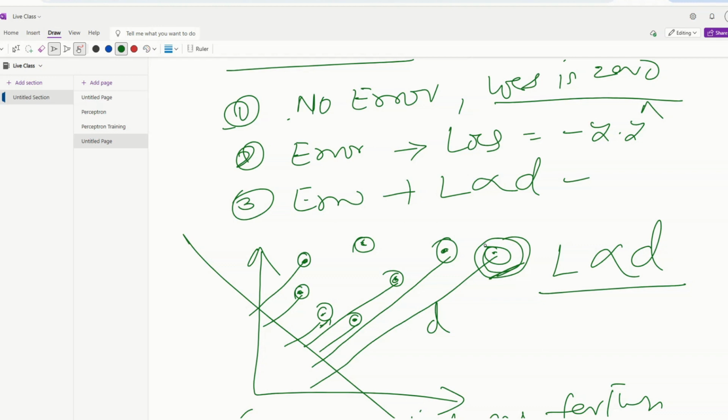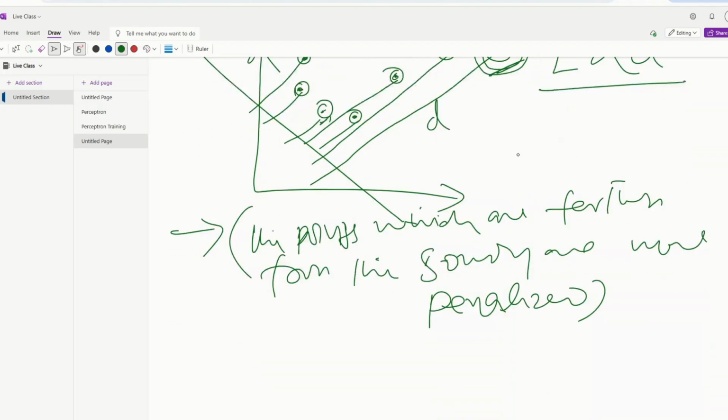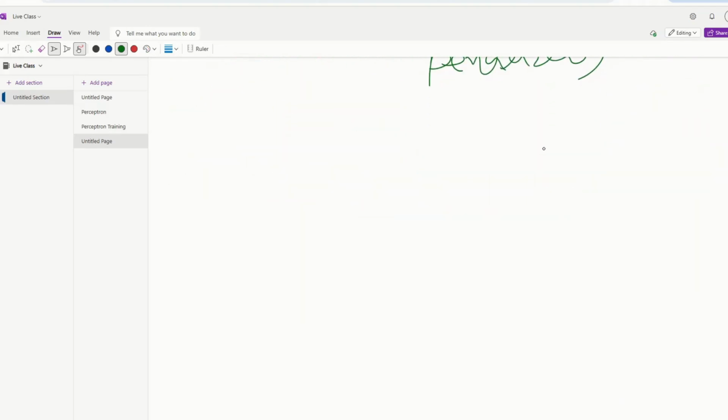So we built these three concepts. If there's no error, loss is zero. If there is an error, there's a loss, and the loss is directly proportional to distance. If there's more distance, then it has more loss, and a point very far away from the boundary is more penalized. This is what we learn, and this is what the loss function is telling us. All right, now moving to part number three.